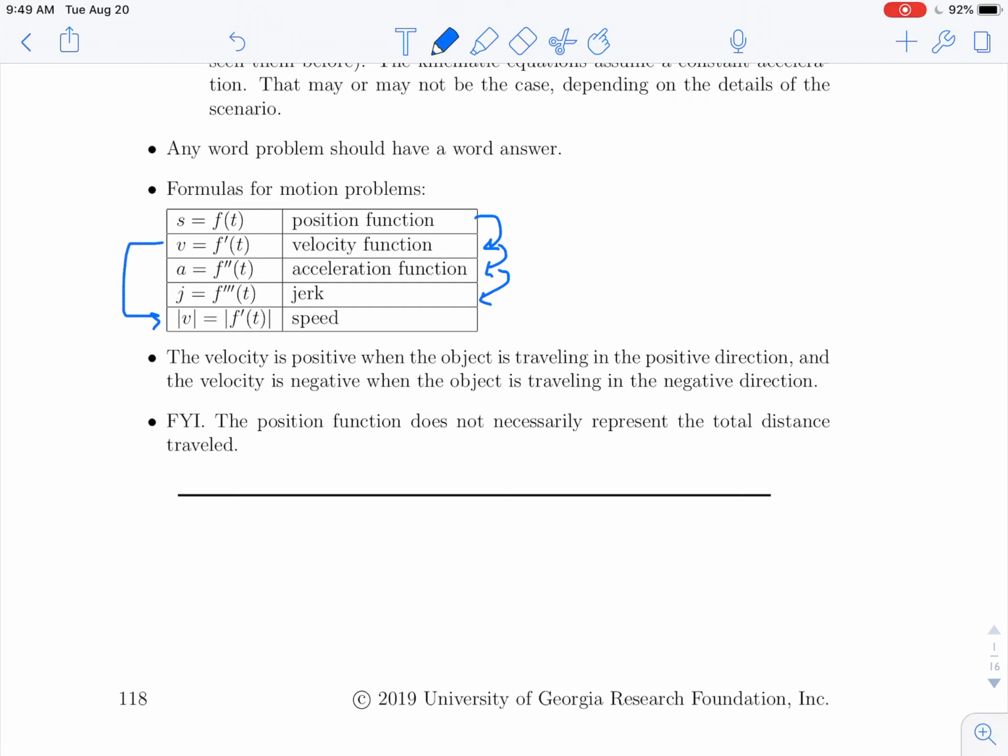The velocity is positive when the object is traveling in the positive direction, and the velocity is negative when the object is traveling in the negative direction. And essentially, that is an assumption that we make about how our model works. And then FYI, the position function does not necessarily represent the total distance traveled. It might or it might not, depending on the situation.